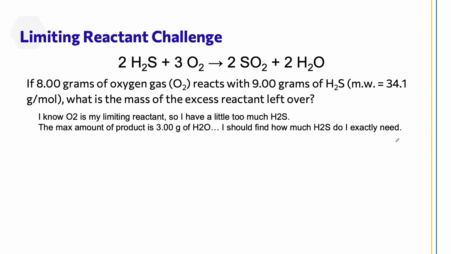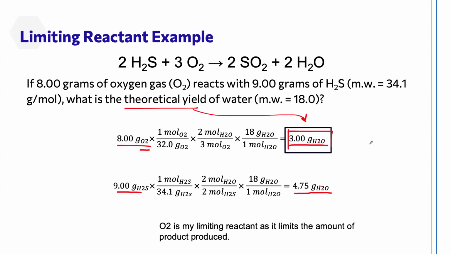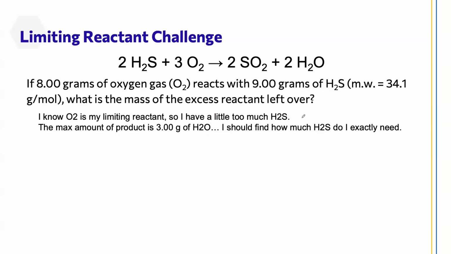Now let's look at a small challenge. If 8 grams of O2 react with 9 grams of H2S, same thing, what is the mass of the excess reactant left over? From the previous problem, I know that O2 is my limiting reactant, so H2S must be my excess reactant, or I have too much H2S. So the amount of product that can be produced from O2 is 3 grams of water. I should find how much H2S I exactly need.